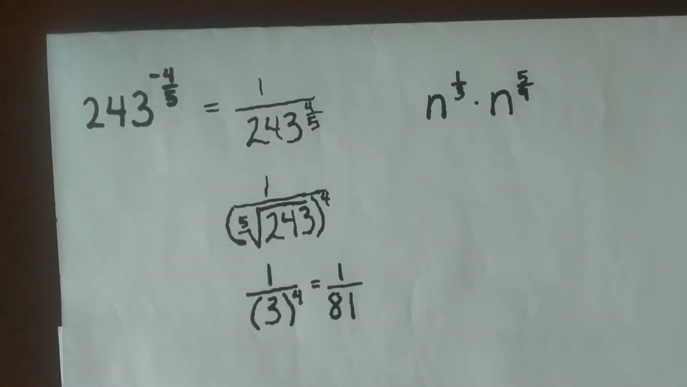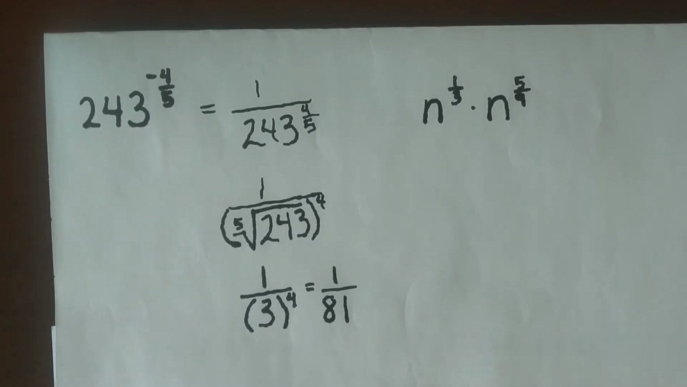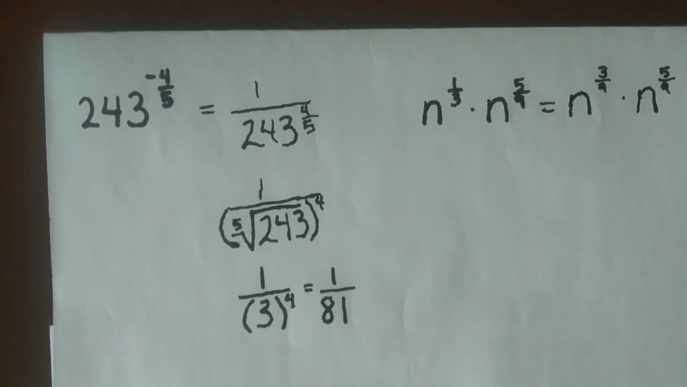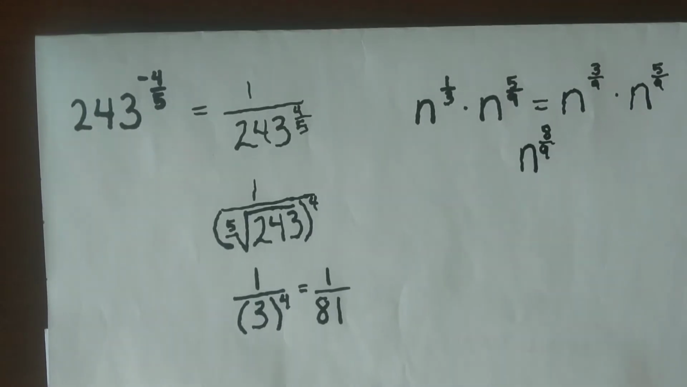When we multiply indices, we just add them. Well, you know how to add fractions. You need a common denominator. Now, just add your fractions. And we have our solution. Scenario number 3.